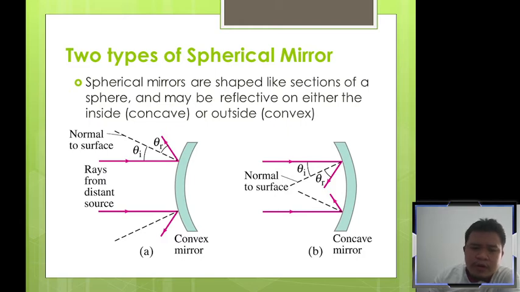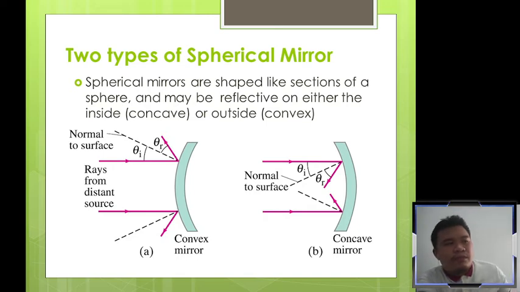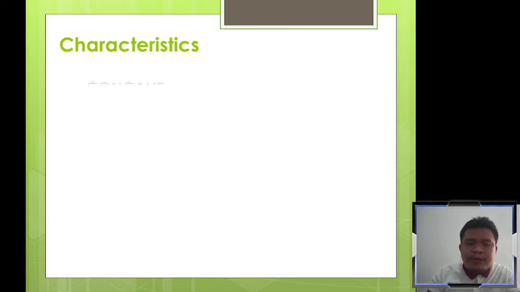Now, mind you, the laws of reflection are still involved in spherical mirrors. It's just that depending on which angle or which surface the light rays enter incidentally to the spherical mirror, the reflection happens differently. Okay, so characteristics.